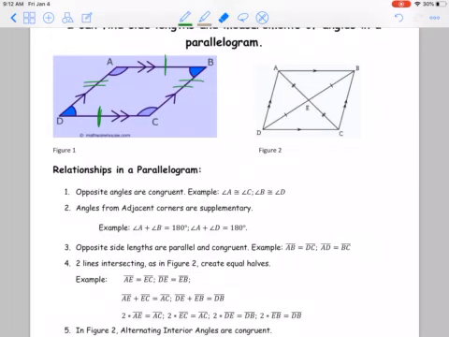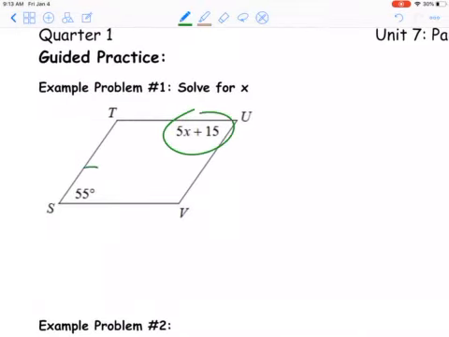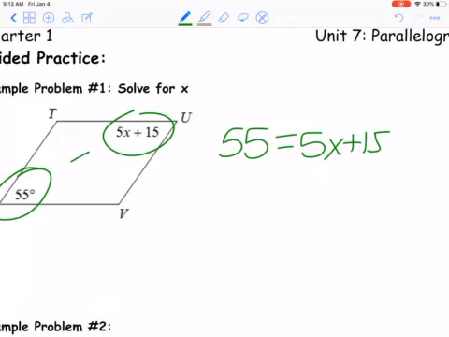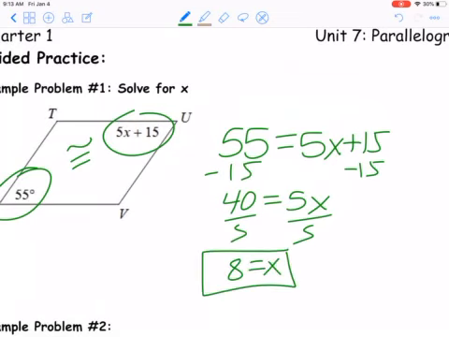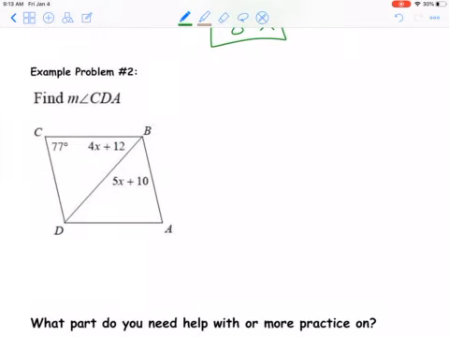Okay, so let's try a practice problem. So number 1, we know opposite angles are congruent. So you can say that 55 equals 5x plus 15 because they are congruent. So you subtract 15, then you just solve for x by dividing. So we get x equals 8. If they wanted you to find angle U, you would plug it back in. Super easy.